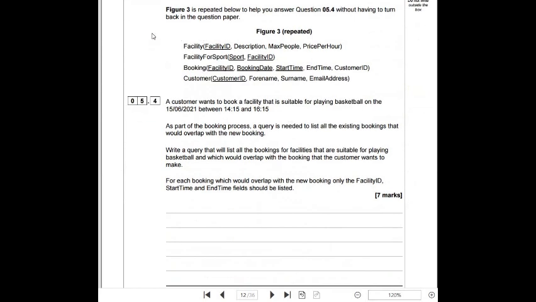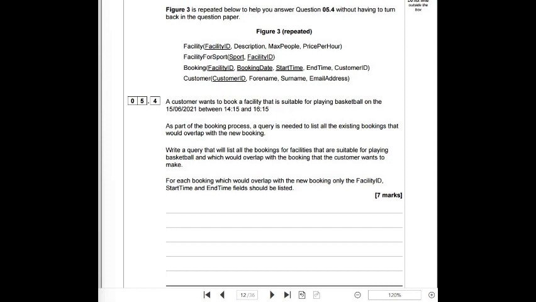Right, we're repeating figure 3. So in this context, a customer wants to book a facility that is suitable for playing basketball on the 15th of June 2021 between 2:15 and 4:15. Wow, 2 hours. So a customer wants to book the facility suitable for playing basketball.